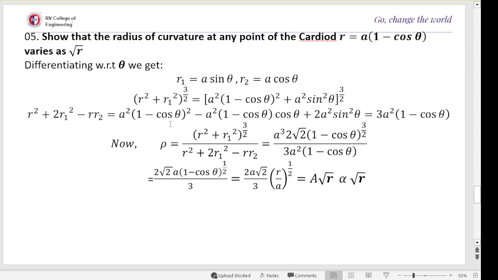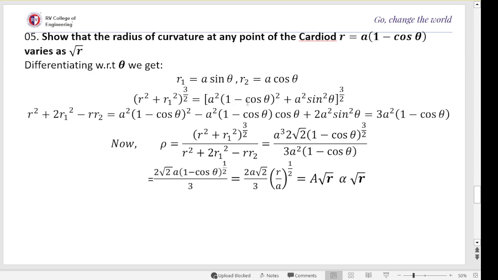So here I am finding the numerator and denominator separately. The numerator is (r² + r₁²)^(3/2), which is [a²(1 − cos θ)² + a² sin² θ]^(3/2). You can take a² outside, so you will get a³ into, as in the earlier problem we did, (1 − cos θ)², whose expansion is 1 − 2 cos θ + cos² θ, plus sin² θ will come.